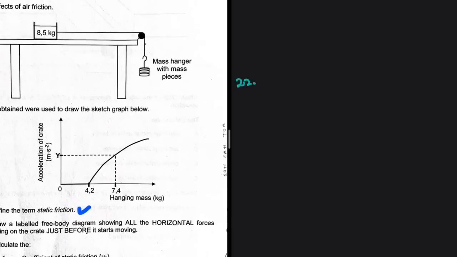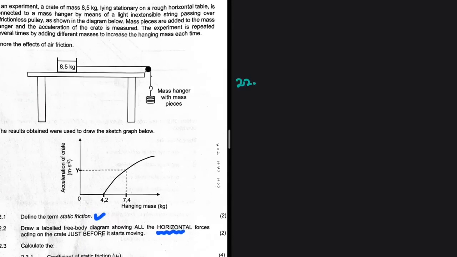So 2.2, the key word here is horizontal, right? We want to draw a free body diagram showing all the horizontal forces. If you include the vertical forces, I'm assuming you'll probably get it wrong. You'll probably lose 1 mark for every vertical force that you include. If you include the normal force and the weight, I think you're going to get nothing, or at most 1. But I'm quite sure there's no way you get all the marks if you include the vertical forces. So, the free body diagram for this object.